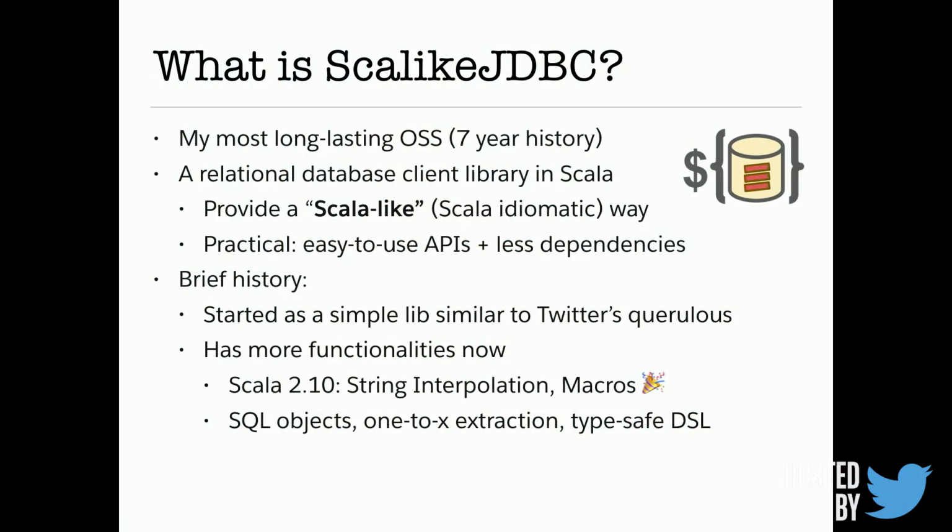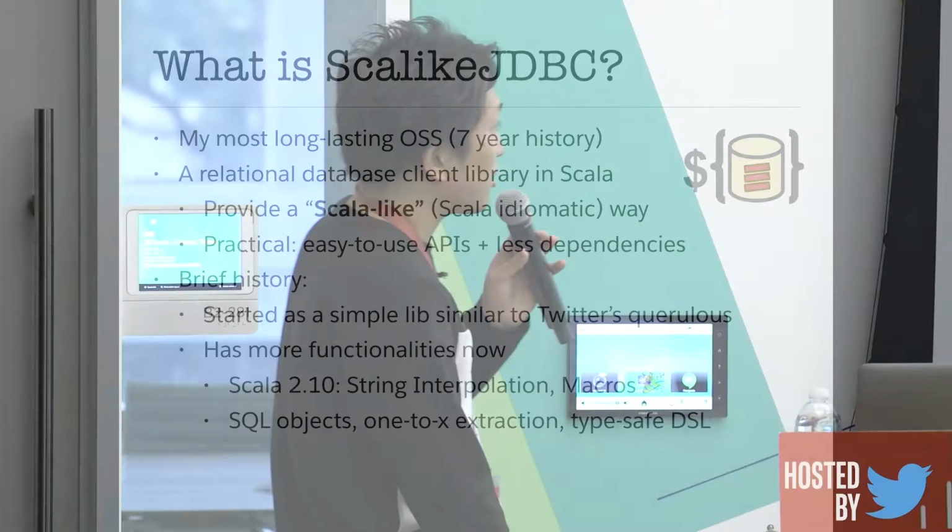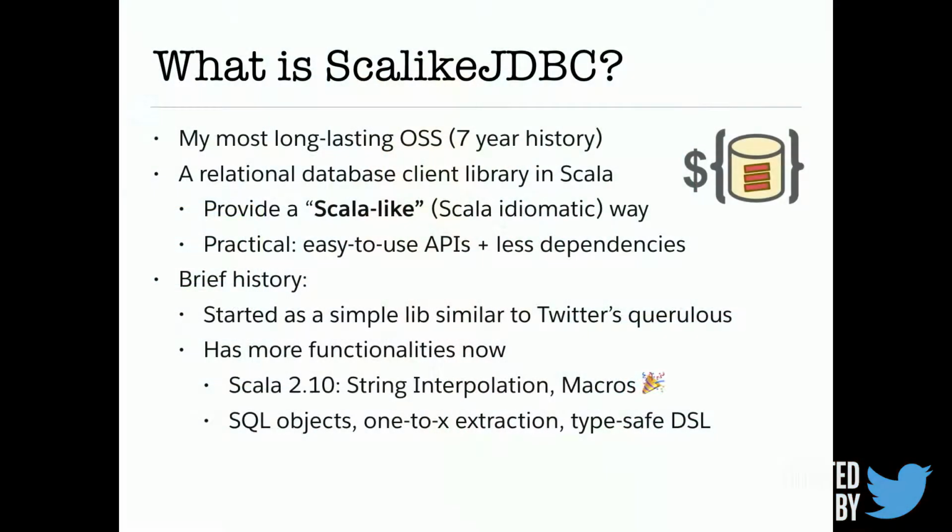Today I will specifically talk about ScalikeJDBC. This is my most long-lasting open source project. I have been working on this project for 7 years. ScalikeJDBC is a relational database client library in Scala. And the concept is, as its name shows, the Scala-like, in other words, Scala idiomatic way to talk to database. And also I aim to build a practical database library, so it provides easy-to-use APIs and also has fewer dependencies apart from the JDBC API and also the Scala language itself.